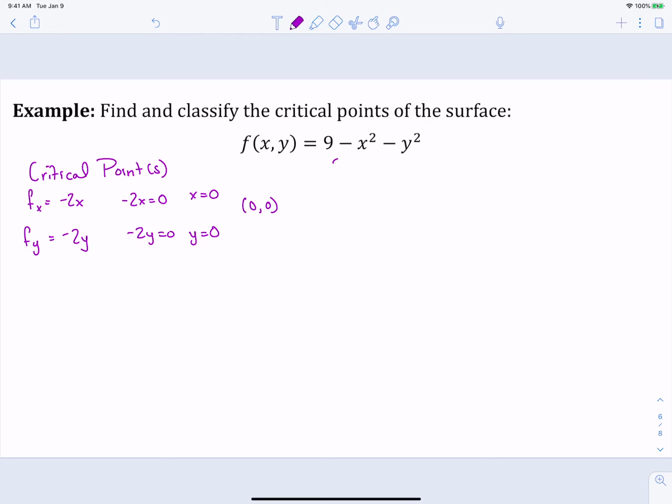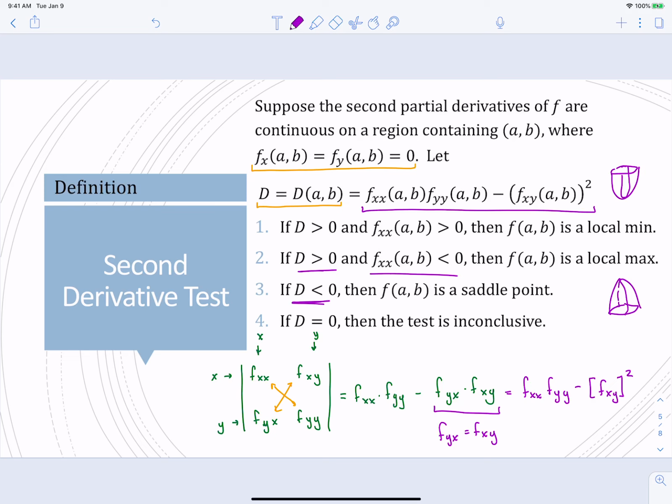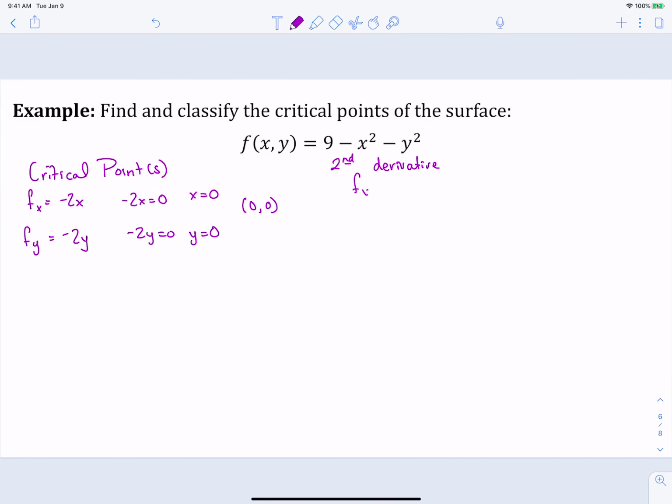So now we need to look at that second derivative test. So we need to find that second partial derivative with respect to x, that second partial derivative with respect to y, and then our f of xy. So let's see, f of xx, that's going to be -2. f of yy, that's going to be -2. f of xy, that is going to be 0, because again, we're looking at this partial derivative, and then we're going to take the derivative of our -2x with respect to y. x is a constant, so it's like we have two constants multiplied together, so we're going to get 0.